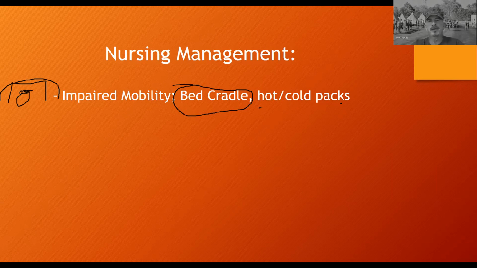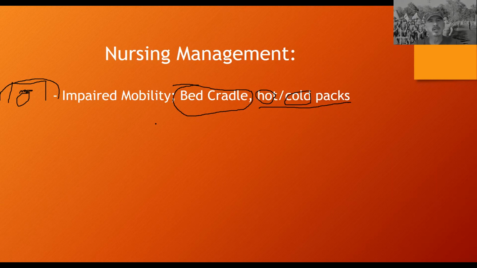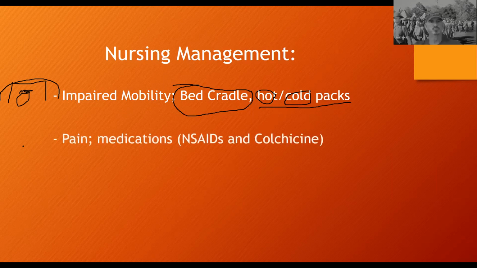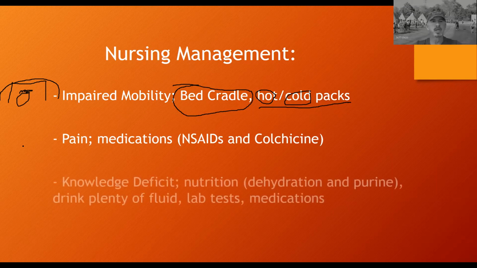Hot packs, cold packs, I would just ask the patient which one they prefer. They probably know from experience which one helps that joint to feel better. Cold packs reduce the inflammation. Hot packs help increase the circulation. One or the other is going to help them feel better. But this is more just a comfort measure than anything else. Pain medications, NSAIDs and colchicine, which we've already talked about.